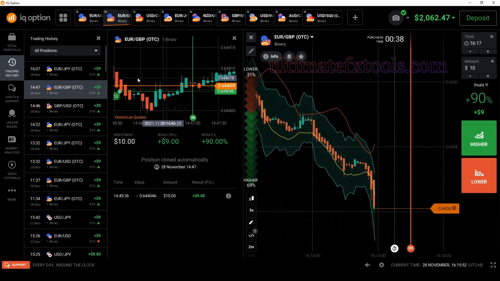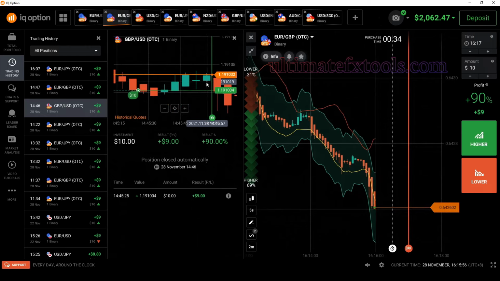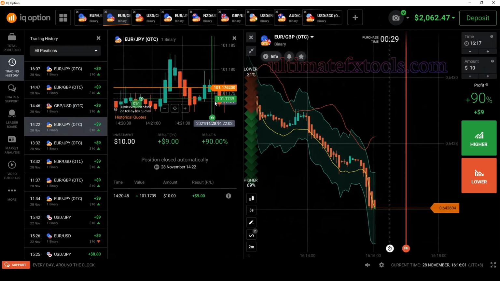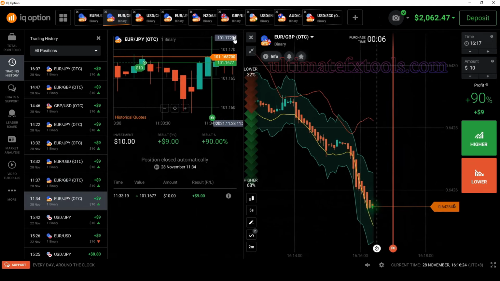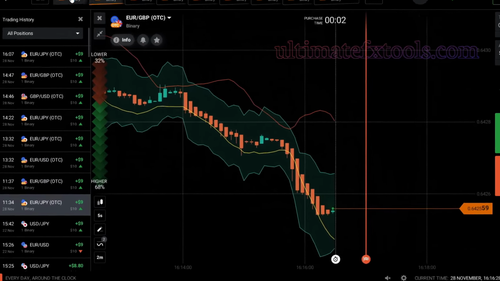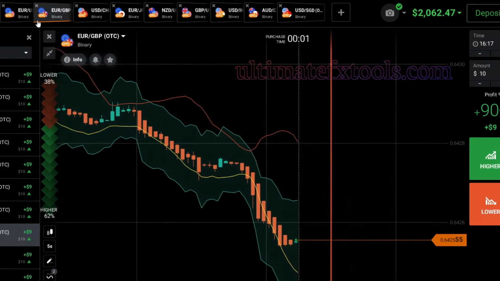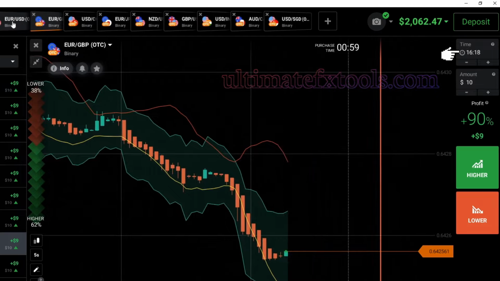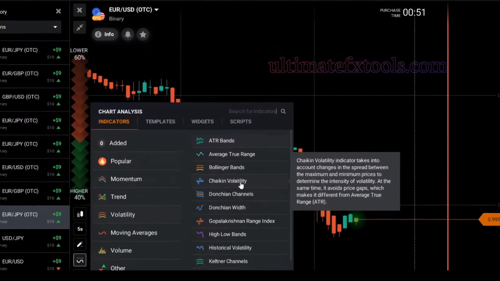In this strategy, we use only two indicators, the ATR indicator and the Bollinger Bands. We must set our candle time frame, or chart time frame, to 5 seconds, with a purchase or expiry time of 1 to 2 minutes. We will now attach our two trading indicators.